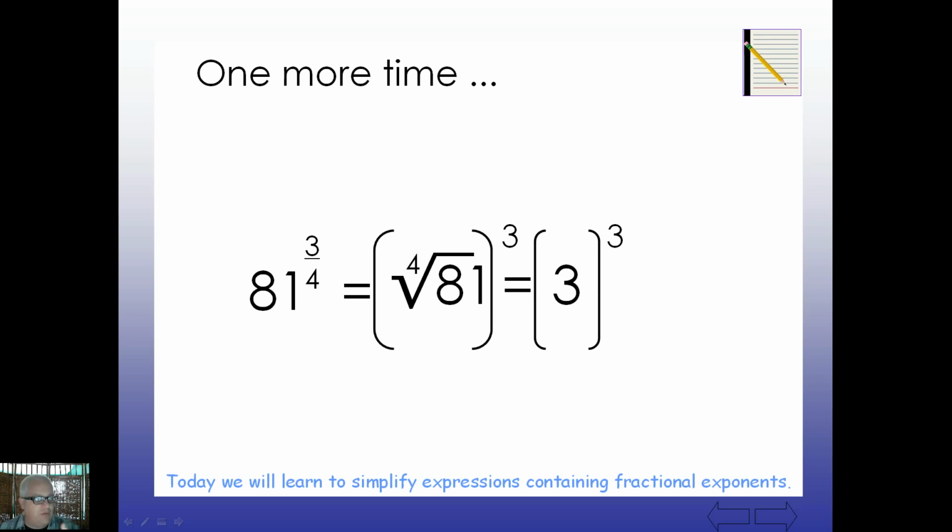Remember, 3 times 3 is 9, and 3 times 3 is 9. That gives us 4 3's to work with. So there we got it. 3 to the 3rd power is indeed 27.